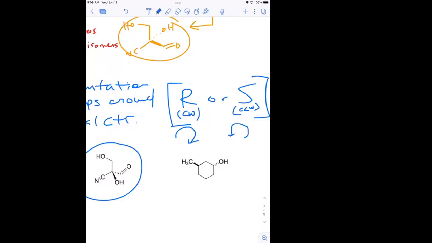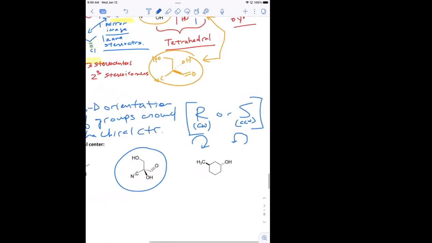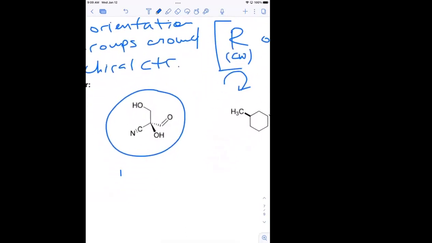All right, so in order to determine configuration, there are a couple of steps we have to take. You saw it in the video, so we don't have to beat a dead horse, but we need to understand what we're looking for. So the first step is to prioritize your groups. Right, and priority is based on the atomic number.